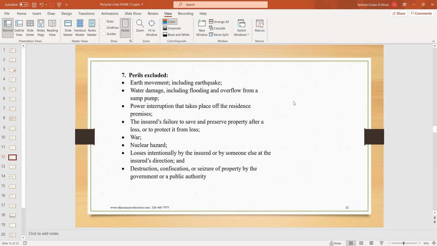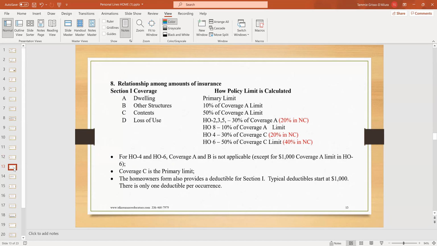War is excluded, nuclear hazard, intentional loss. If you set your own house on fire, again, all this makes sense. I call those common sense exclusions. Destruction, confiscation, or seizure of property by the government or public authority. You know, when you're watching TV, sometimes you'll see agents bursting through somebody's home, and that is not covered. That type of damage to the property is not covered. So these are some perils that are excluded in your homeowner policy, and they're just not covered at all. Some of them we can write extra policies for, and some of them, like intentional, you just don't have enough premium to insure someone that intentionally destroys their property.